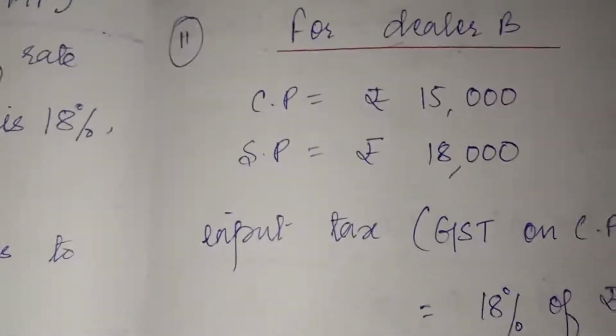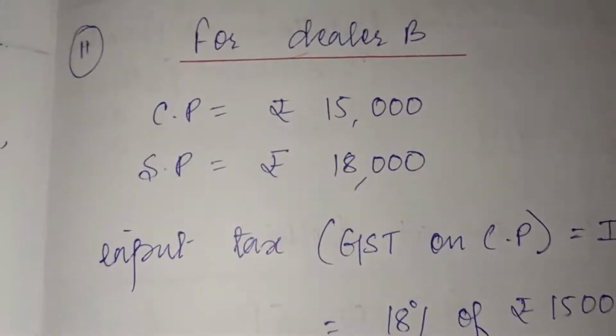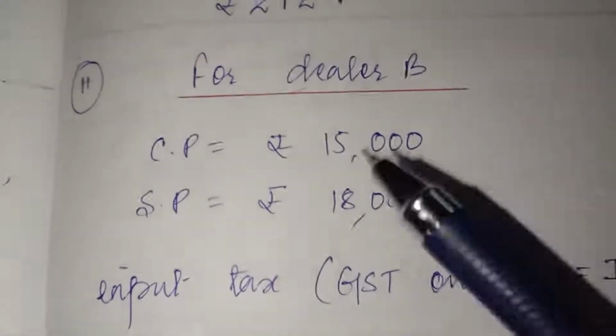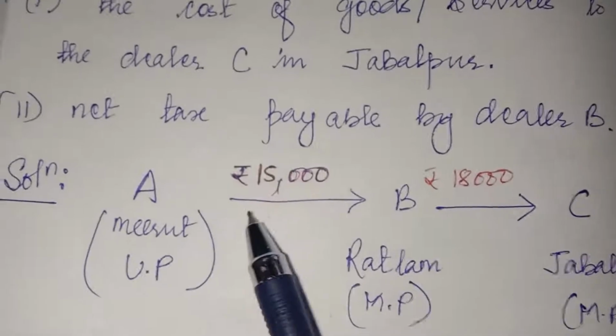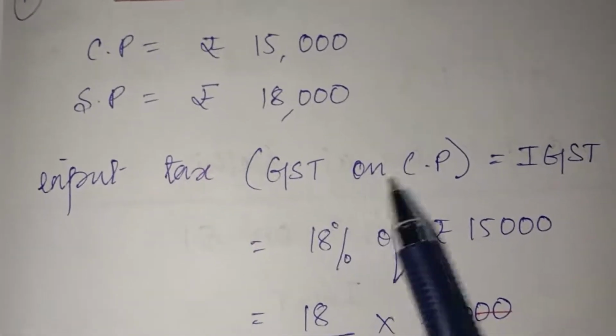So for dealer B, we have to find the net tax, okay. To find the net tax, we have to find input tax and output tax. So for B, this is cost price, this is selling price. So you write that cost price and selling price. After that, input tax, GST on cost price.